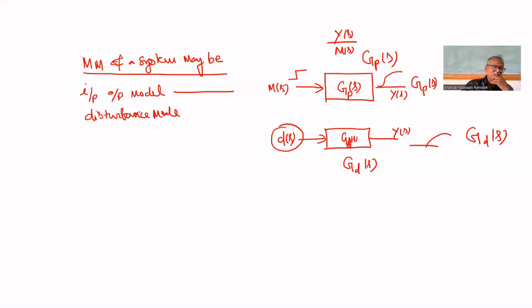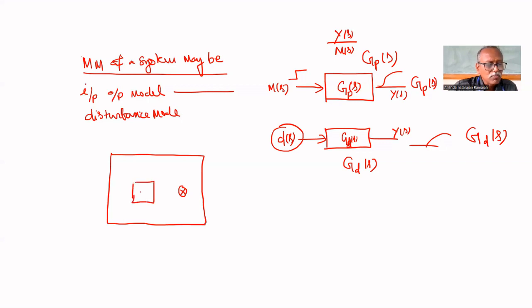So we should understand the difference between the two. Both are not equal. That is the first thing we should understand. So if you consider a process, and you want to represent it in terms of a model, this is the input-output model, GP of S. If you give input, it will give output, that is Y of S. Another model is there that is called GD of S. For that, the input is disturbance, D of S.